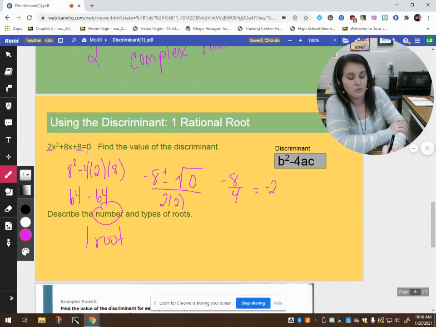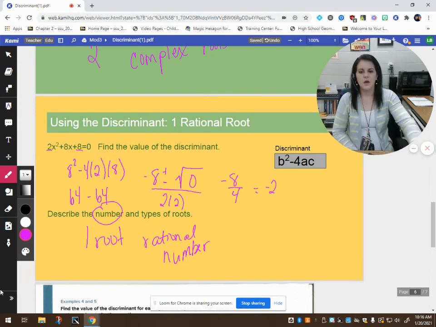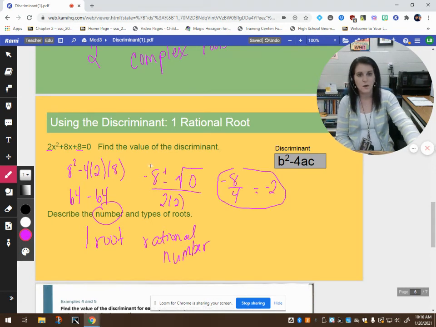And the type of root, it's a rational number. It's a rational root. So I have 1 root. It is a rational number. And again, we didn't have to do all of this. I just did it to show you where I'm coming up with the fact that I'm only going to get 1 answer. Plus or minus 0 is the same thing.